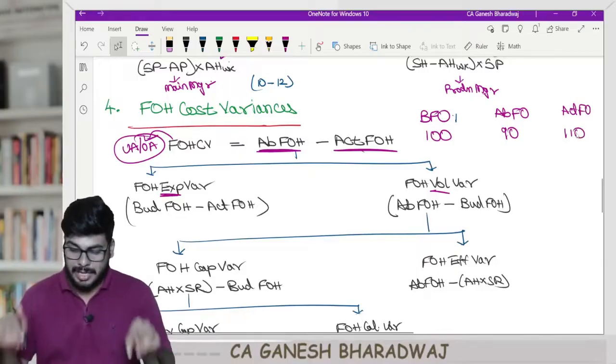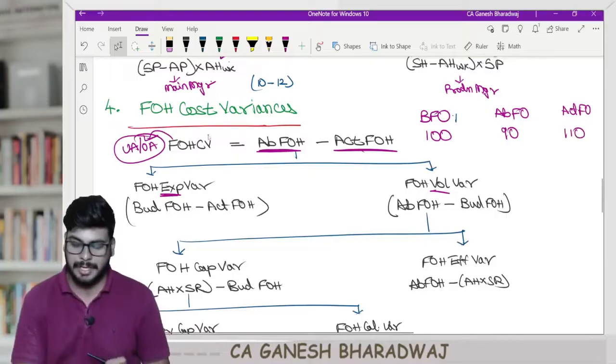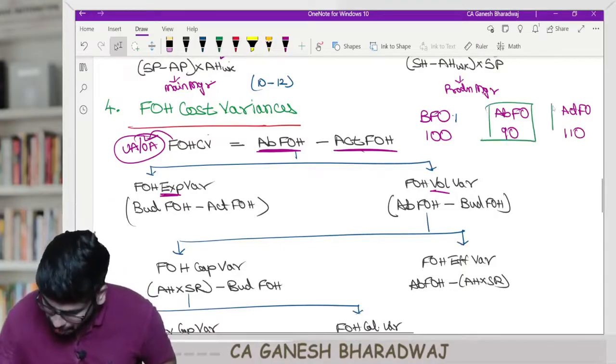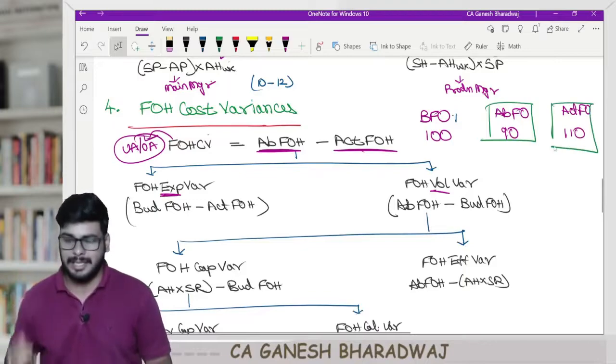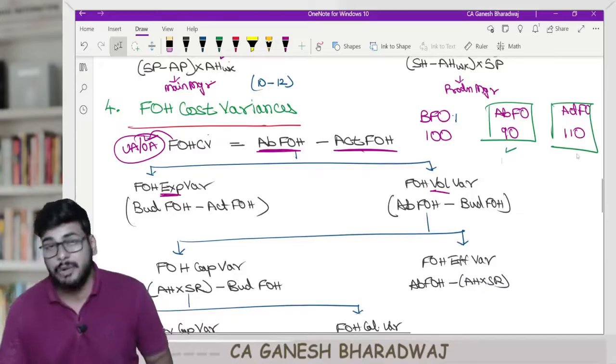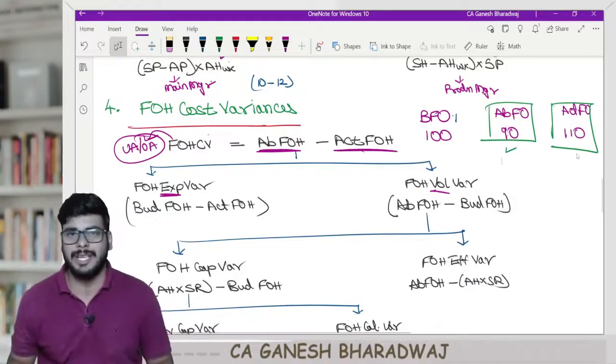Now, this concept of fixed overhead cost variance compares what with what? It compares absorbed fixed overheads with actual fixed overheads. Absorbed fixed overheads is 90, actual fixed overheads is 110. So basically here it's going to be 20 adverse. Are you clear with this?